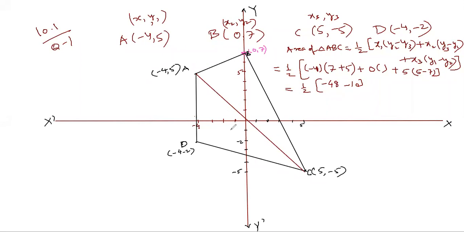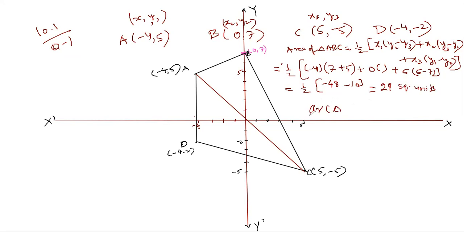It will be equal to minus 58 by 2, and we take the modulus. You know that area cannot be negative, so this will be 29 square units. Similarly, you will find the area of the other triangle.